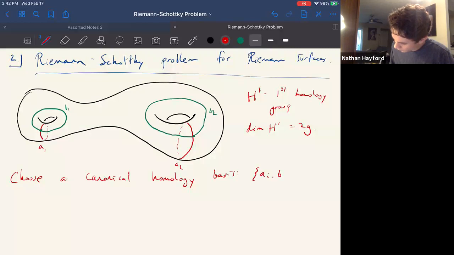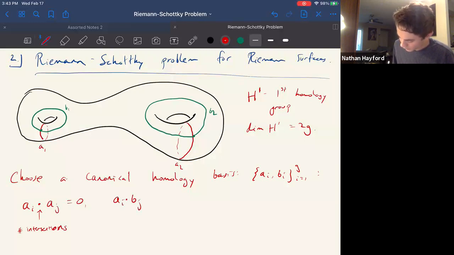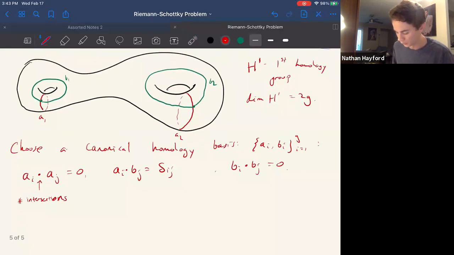So A_i, B_i, i equals 1 to G, such that their intersection matrix, and this dot means intersection, number of intersections, satisfies A_i·A_j is 0, A_i·B_j is delta_ij. They intersect at 1 point, this one here. And finally, the B cycles don't intersect either. So this is our canonical basis for the homology group on this space.